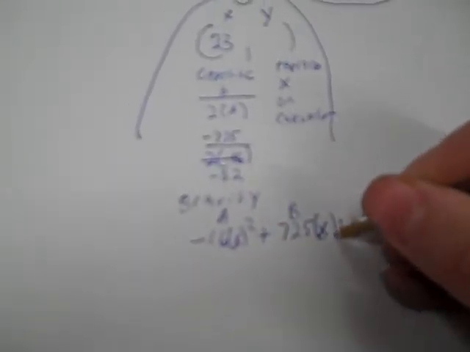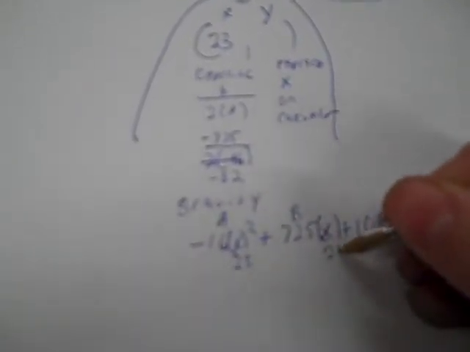Now you replace x on your calculator. Okay. We put these x's in parentheses, and I will be putting 23 in for them. So I have negative 16 times 23, close it, raise it to the second power, plus 725, and then 23, close it, no power on that, and then plus 100. Okay, 8,311.